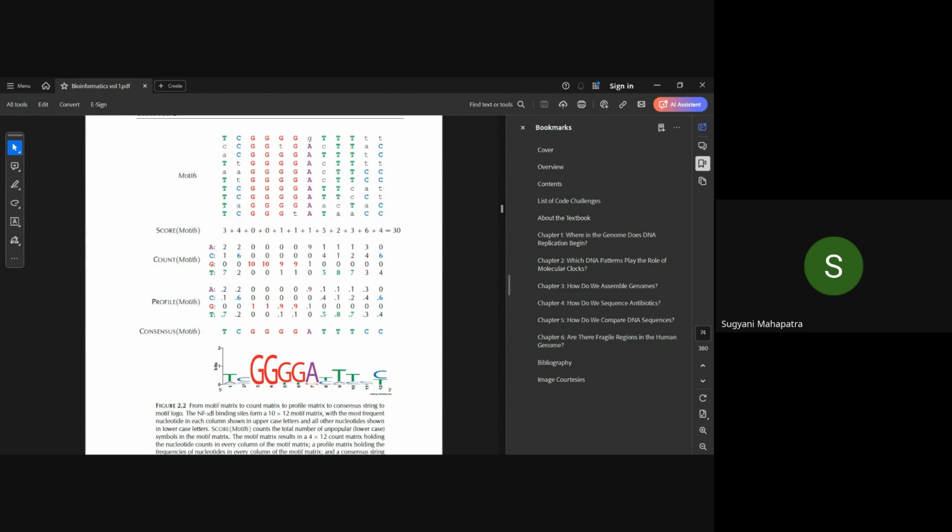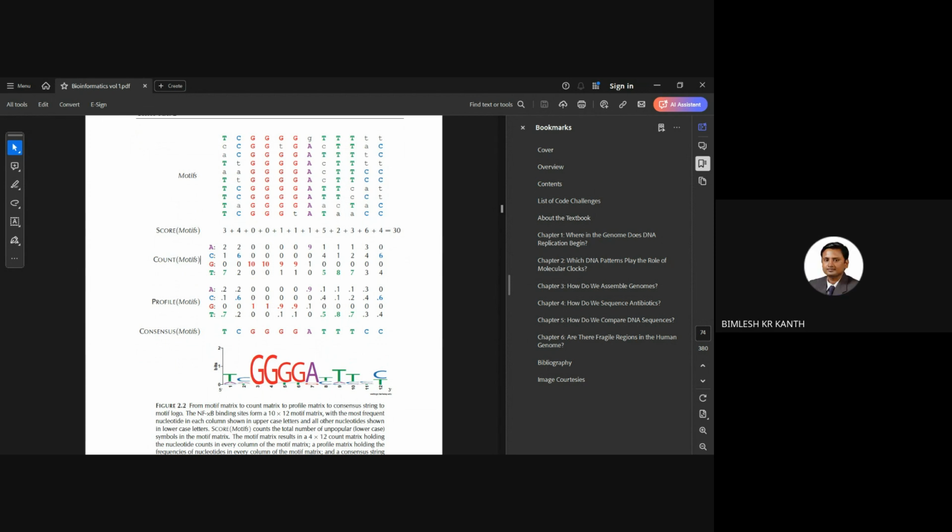Now here, as we can see, T has the most occurrences in the first position. That is why T has been written as capital. That is the only reason why this is capital and why this is small. For each of these positions, there are 1, 2, 3, 4, 5, 6, so this is an n length motif. For each of the n positions, we have to calculate how many times A, C, G, T are occurring. That's all. Based on the motif matrix, we have to convert that into the count motif matrix.